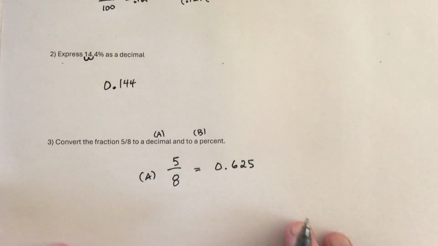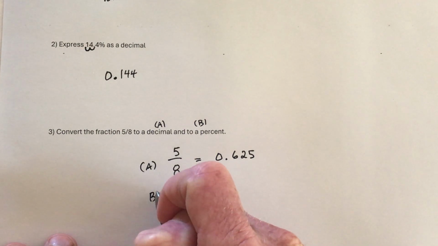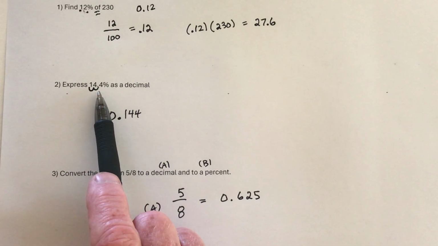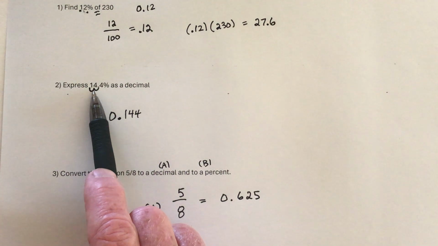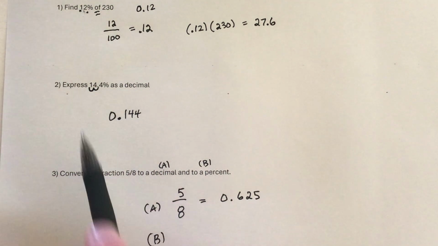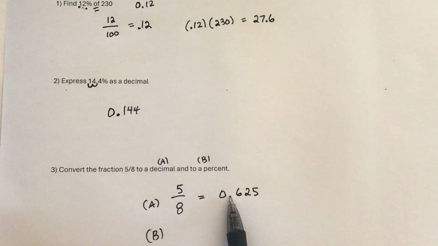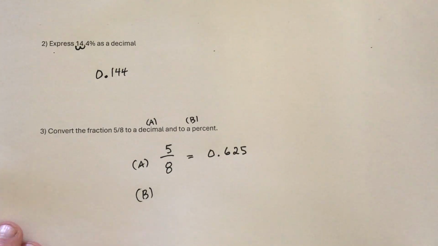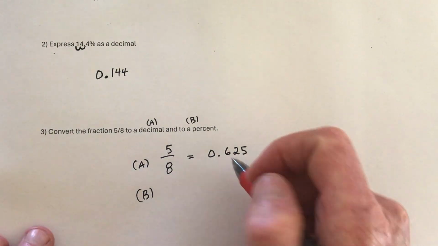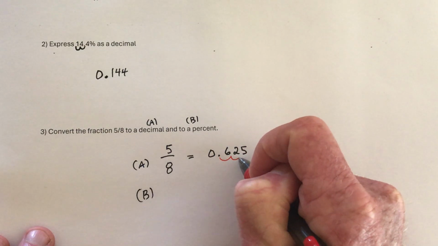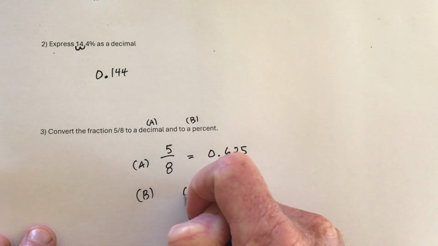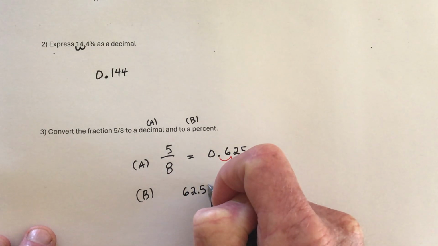And now for part B, change this to a percent. There's 2 ways to do that. When I was changing the percent to a decimal, I moved the decimal 2 places to the left. When you're changing the decimal to a percent, move the decimal 2 places to the right. So that would be 62.5, or 62.5%.